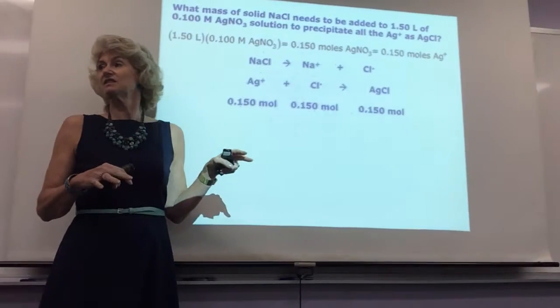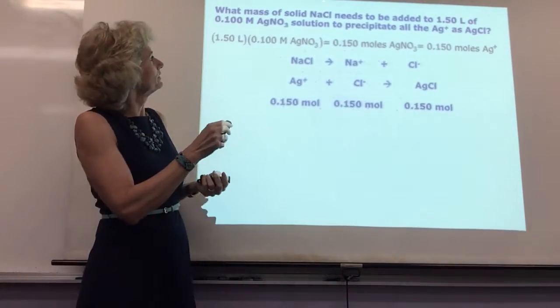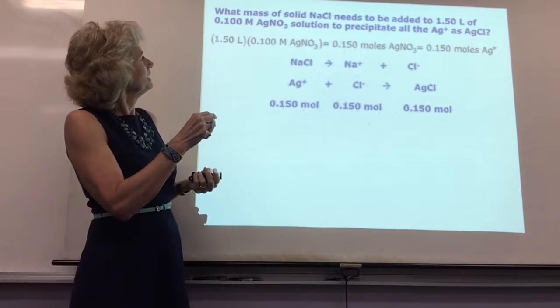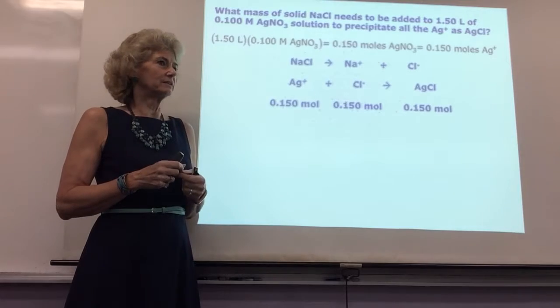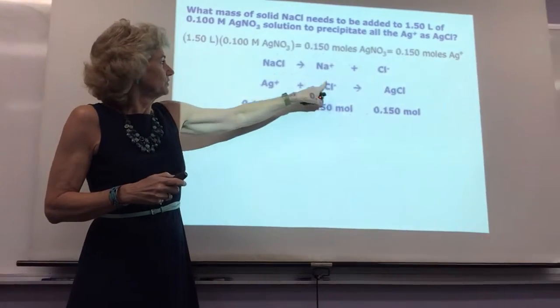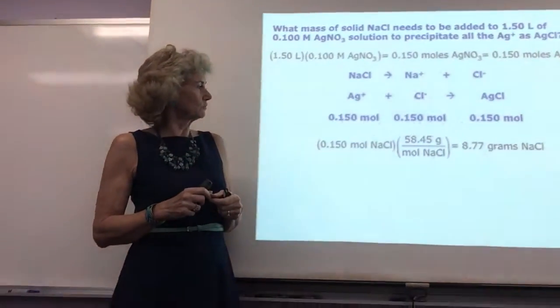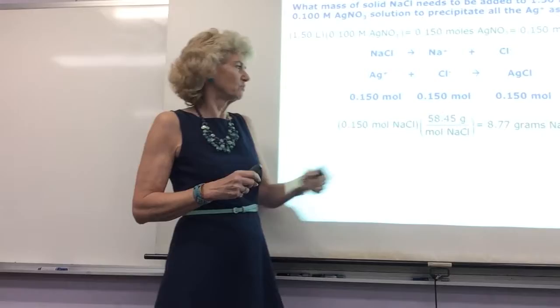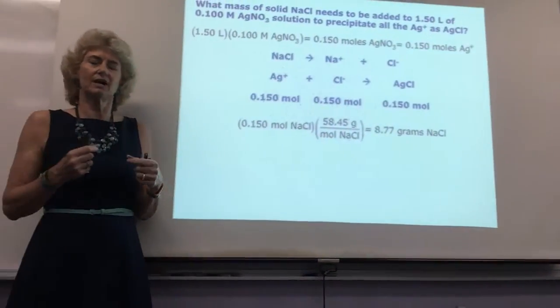So this is like the easiest kind of precipitation problem you could have. I give you something that's 1:1 stoichiometry for both of them. I give you the molarity. I give you the volume. You've got the moles of the limiting reactant. And the rest is pretty easy. We just have to turn this into a mass. What mass of sodium chloride do we throw in? So we add that. We probably would add like 9 or 10 because it's so cheap. You want to make sure you get out every single ion of silver.